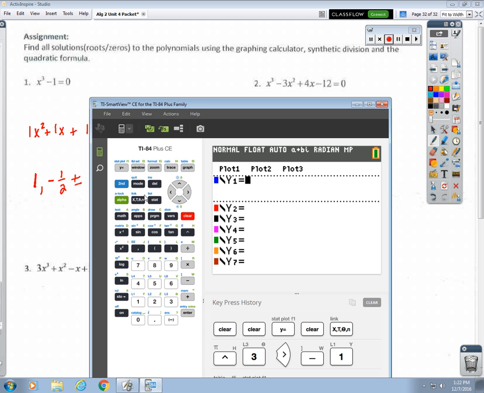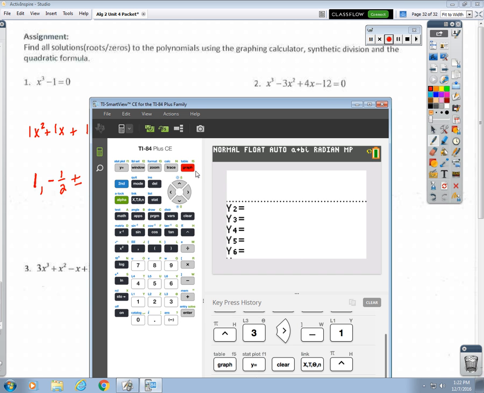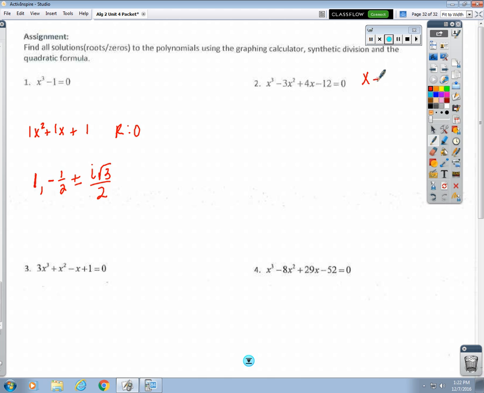So you'll type it in, x cubed minus 3x squared plus 4x minus 12. Okay, now we know that we are supposed to have 3 solutions, 3 zeros, because it's degree 3. Your highest exponent is a 3. But when we graph it, we only see one solution, and that one solution is at positive 3, correct? So I know already one of my 3 solutions is positive 3.